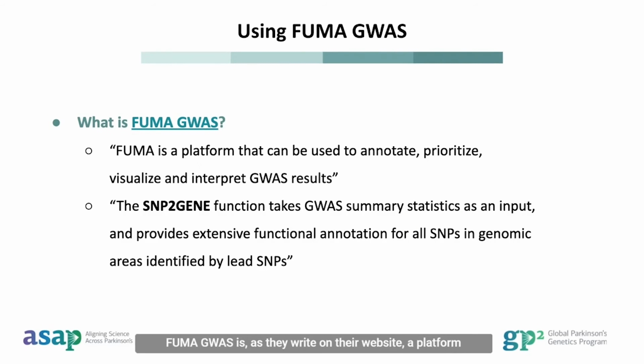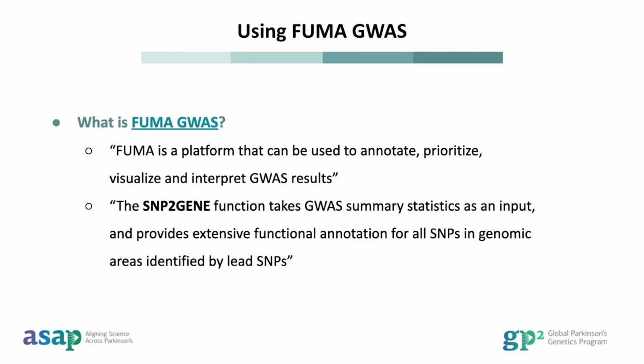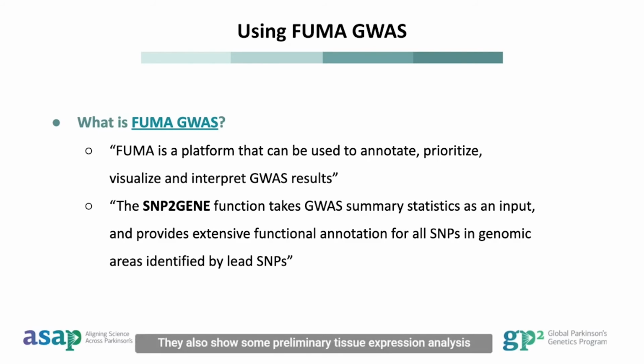FUMA GWAS is, as they write on their website, a platform that can be used to annotate, prioritize, visualize, and interpret GWAS results. By using the SNP to gene function, FUMA will take in your summary stats as input, though it has to be formatted a particular way, and will return to you GWAS-based and gene-based Manhattan and QQ plots, like the ones that we discussed earlier. They also show some preliminary tissue expression analysis and gene set analysis if you're interested.